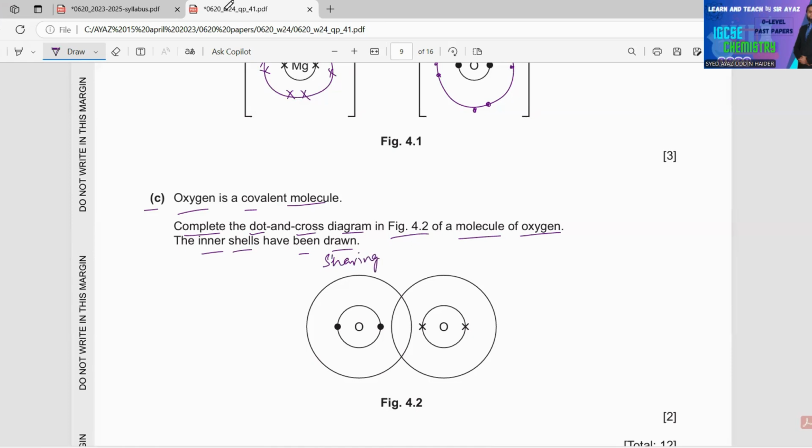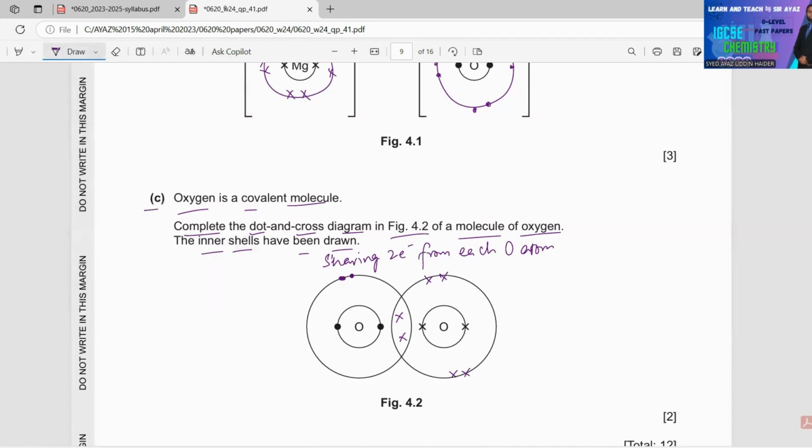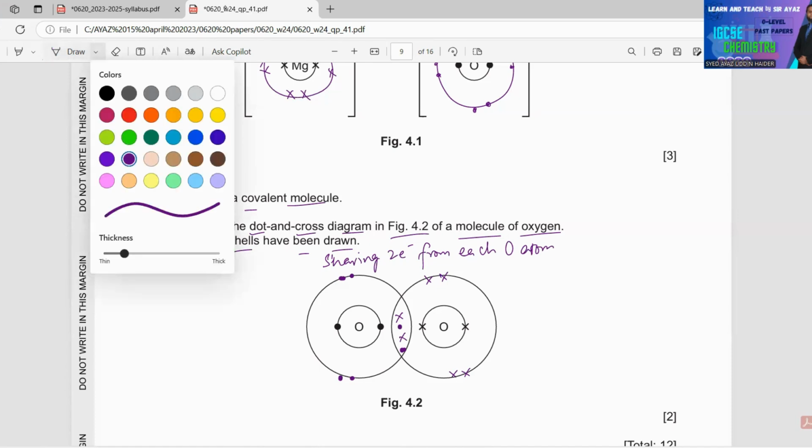Sharing 2 electrons from each oxygen atom. So for the right hand side, we have 1, 2, 3, 4, 5, 6. For the left hand side, we have 1, 2, 3, 4, 5, 6. So this will be the final dot and cross diagram for this oxygen molecule.